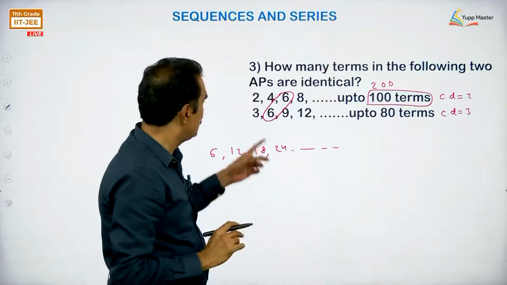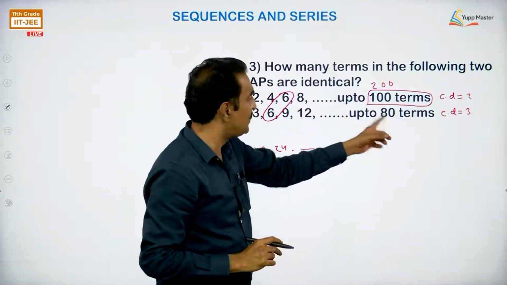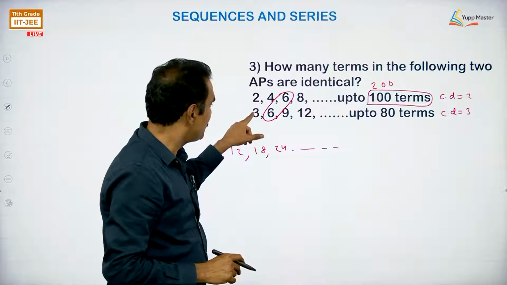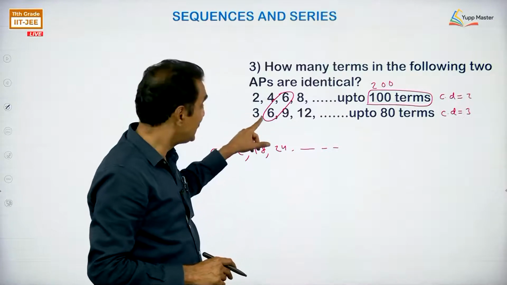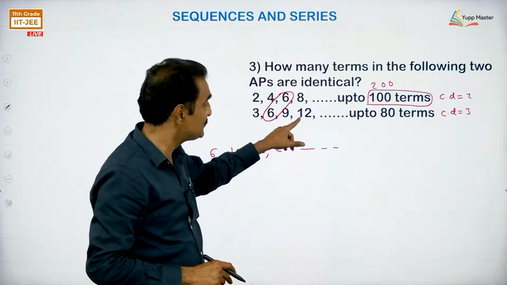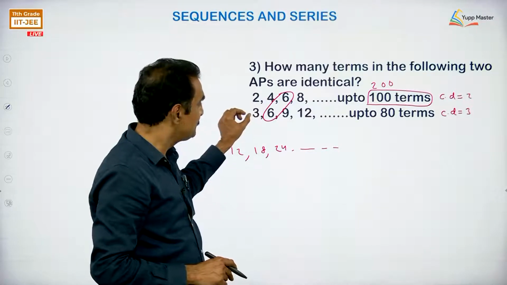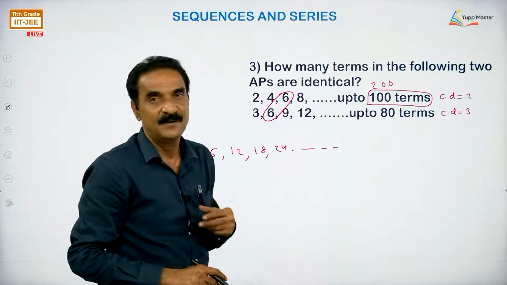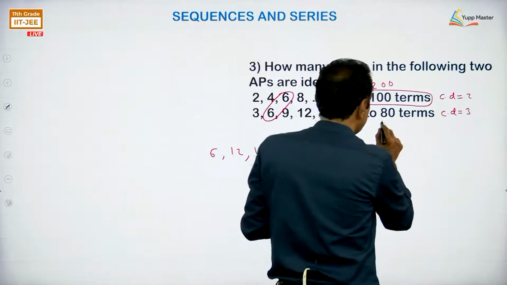Alright. What is the 80th term of the second series? Second series is what? First term is 3, second term is 6, third term is 9, fourth term is 12. So, you can observe that if 80 is multiplied by 3, you will be getting the last term. 80 into 3 is what? 240.